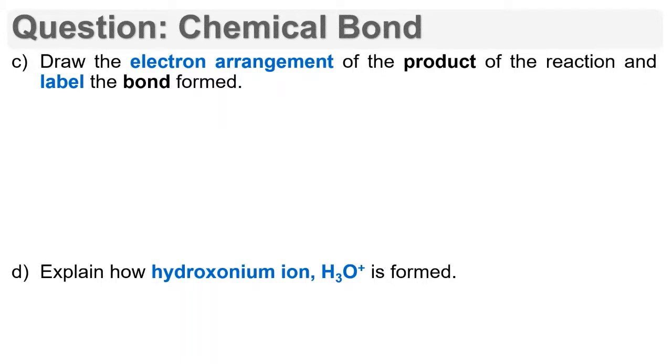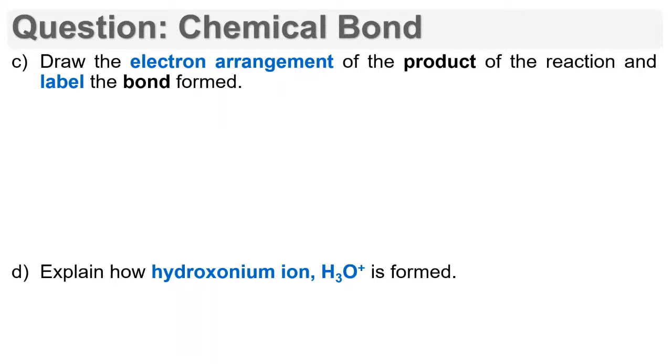C. Draw the electron arrangement of the product of the reaction and label the bond formed. In hydrogen chloride, hydrogen atom has 1 valence electron. Chlorine atom has 7 valence electrons.